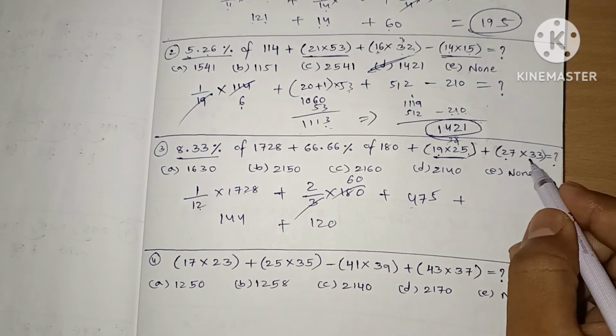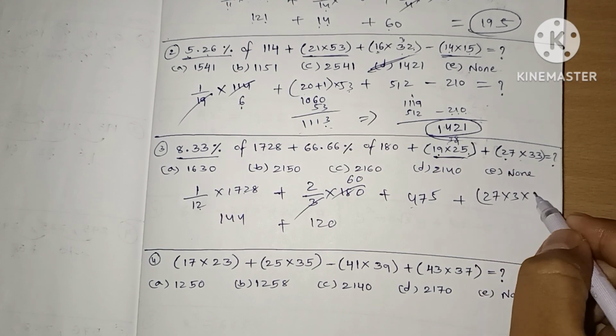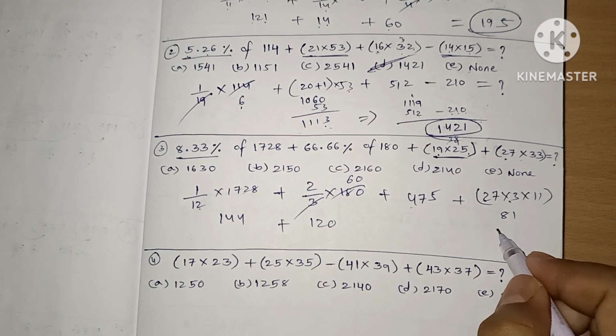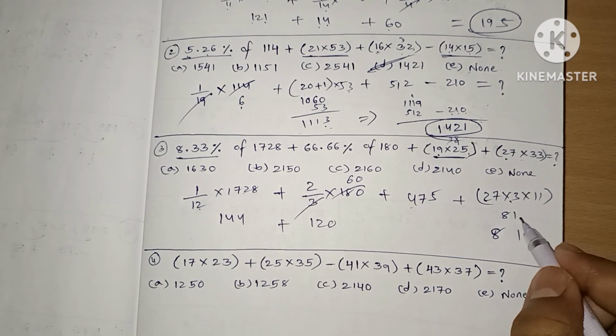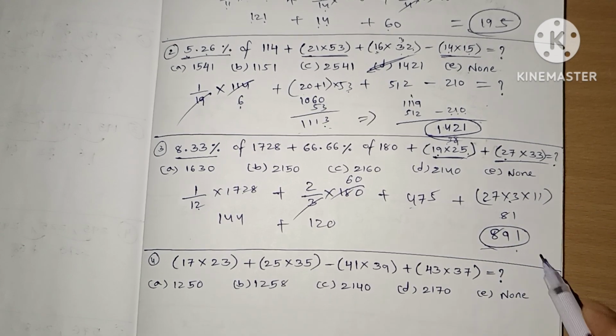Here 27 into 33. How I calculate is 27 into 3 into 11. 27 3 times will be 81. 81 into 11 will be 8 and 1, sum of these two numbers 9, so 891. So the value of this one will be 891.